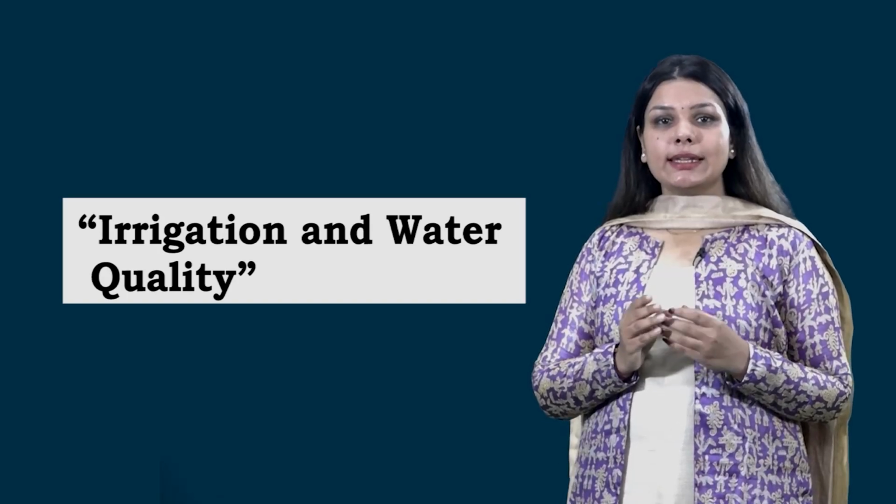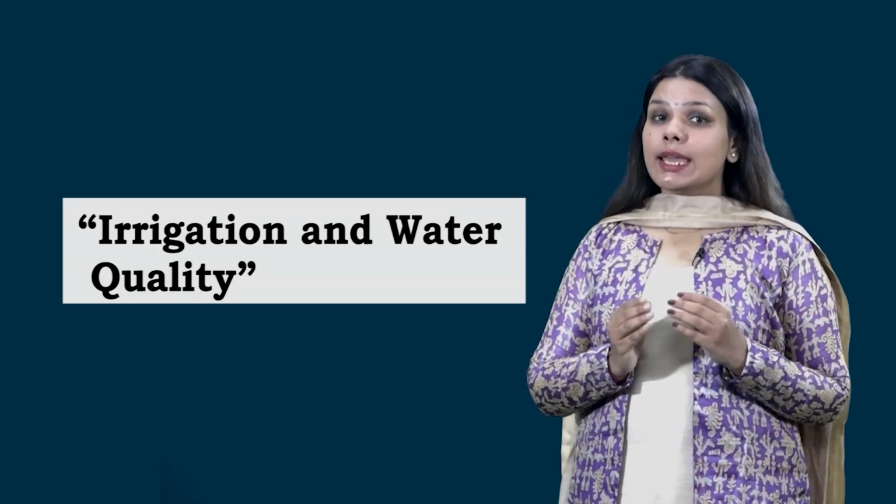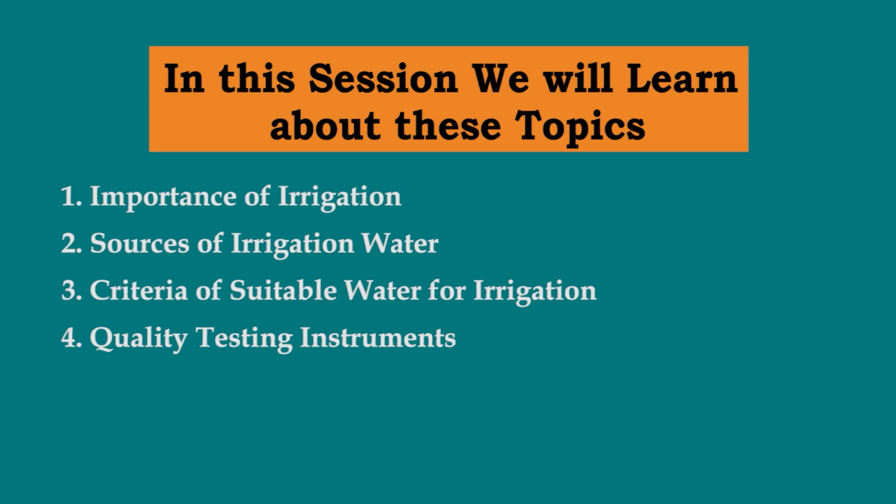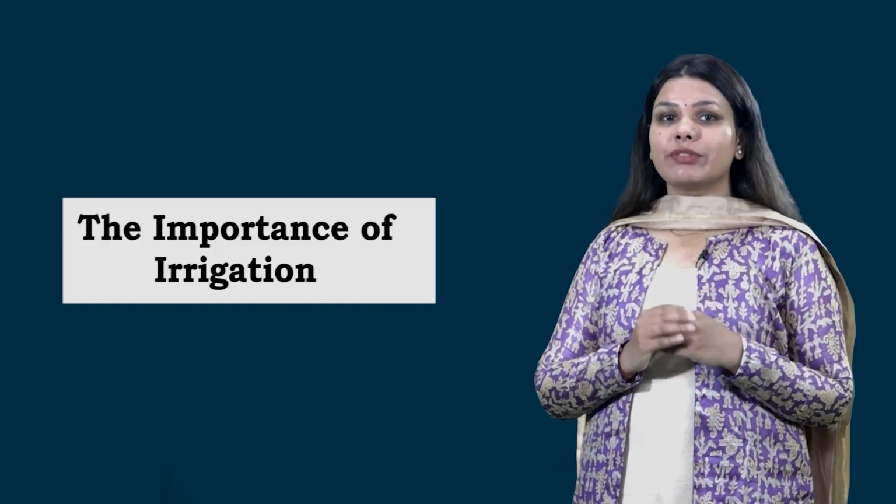Let us now discuss session 1, that is irrigation and water quality. In this session, we will learn about these topics. First, importance of irrigation. Second, sources of irrigation. Third, criteria of suitable water for irrigation. Fourth, quality testing instruments. So students, let us begin with the first topic, that is the importance of irrigation.